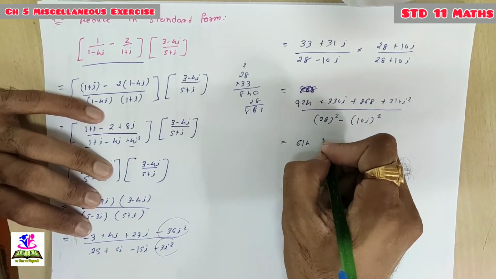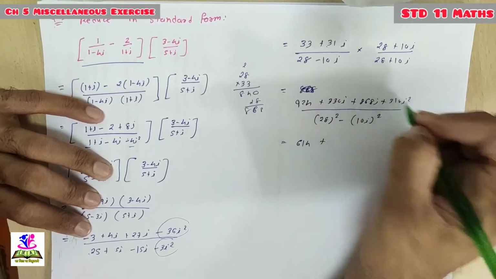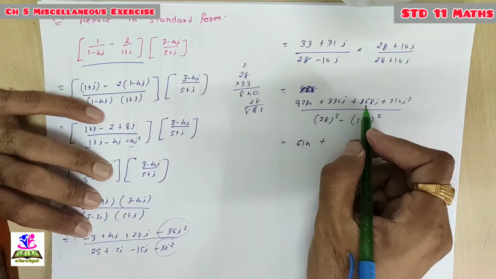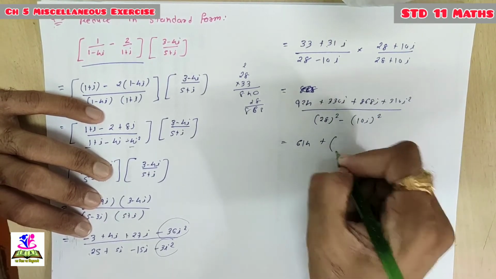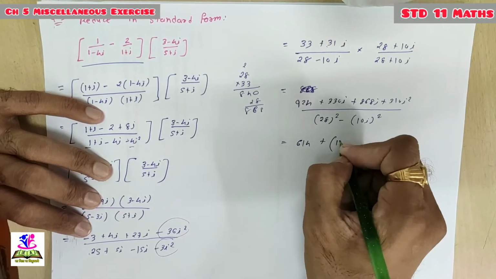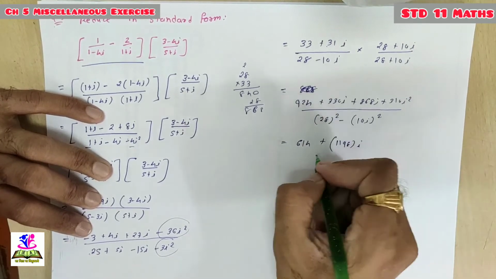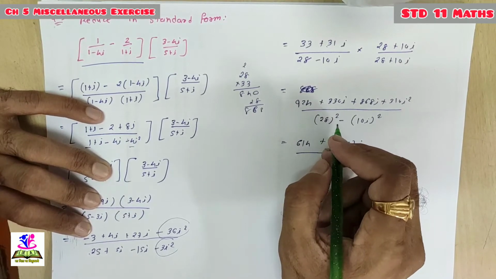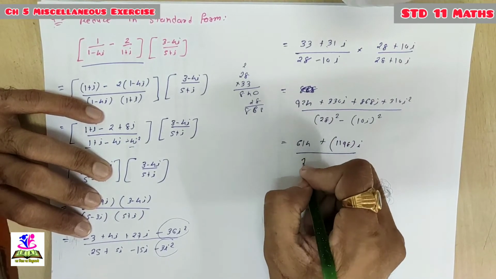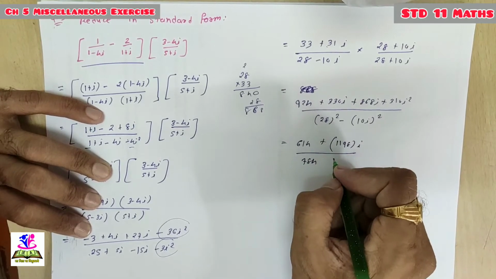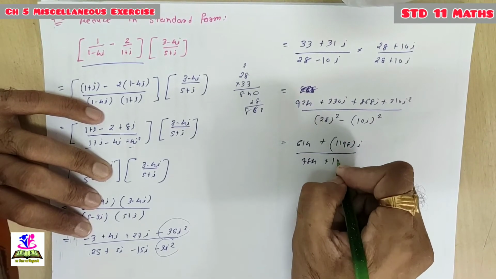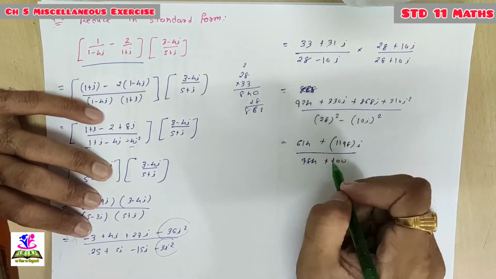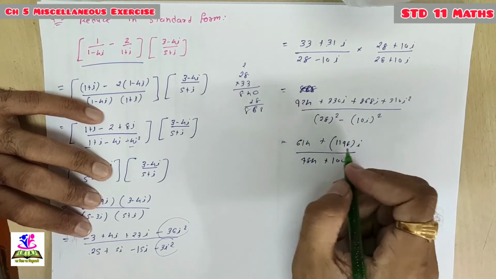614 plus, here i will be common. So 330 and 868, taking i common, 1198i upon 28 square. How much is 28 square? 784, plus 100 i square. I square is minus 1, so minus minus plus. So 784 plus 100.